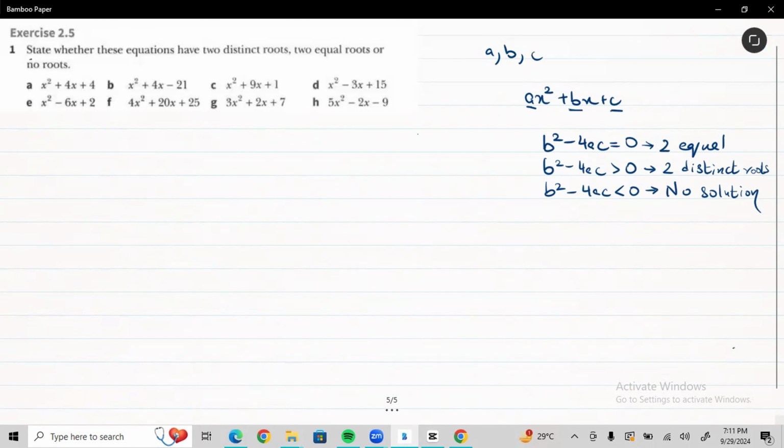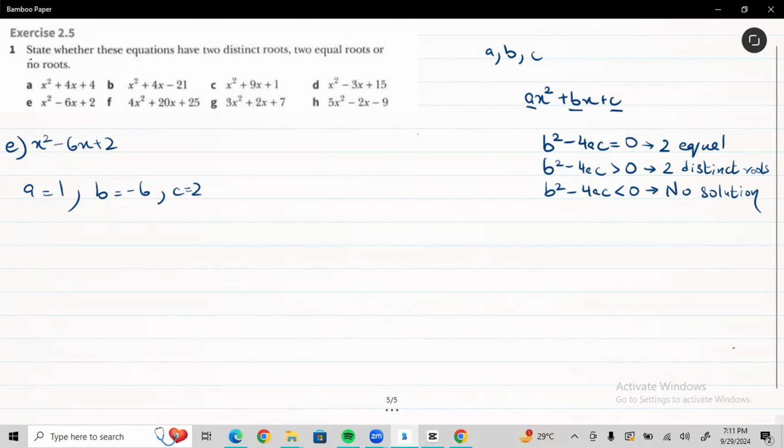Okay, for part E, we have x squared minus 6x plus 2. Again, a is equal to 1, b is equal to -6, c is equal to 2. If you do every equation, every solution step by step, you are going to make your life easier. Don't just directly try to solve everything mentally. Just do it step by step, and it's going to make your errors fewer.